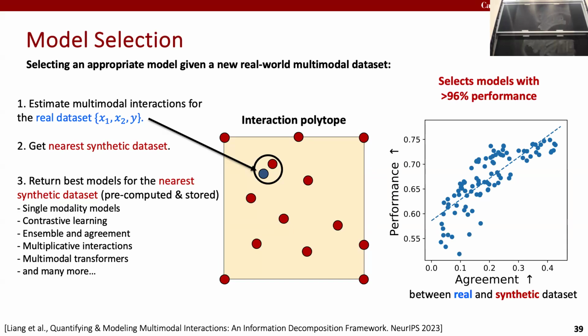That's why the order of interactions is what matters the most, rather than the specific value of the interactions. It's one way of quantifying the performance: in one shot you could select models that achieved 96% of the performance you would get if you had tried all of these methods on your real-world data set.